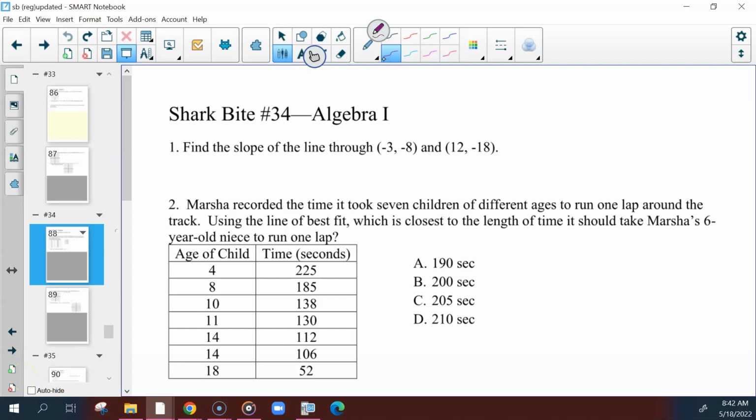For the SOL, how many questions are on it? Between 40 and 50, I don't know. Is it hard? Not that bad. What's on it? Everything.